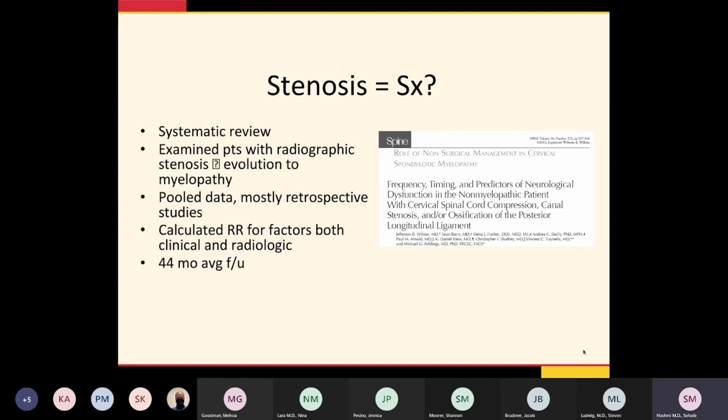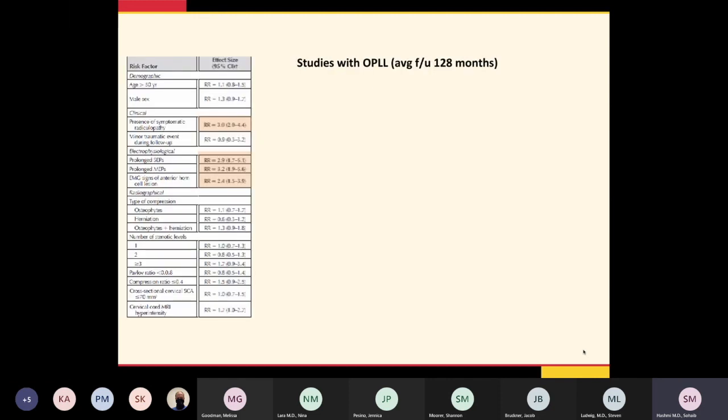So one of the other studies that looked at whether stenosis is correlated with symptomatology looked at patients who had imaging-based stenosis and what their evolution to cervical myelopathy was. They had calculated risk factors. We'll go through these, and they had about 44 months of average follow-up in these patients. Sorry, this came out quite blurry.